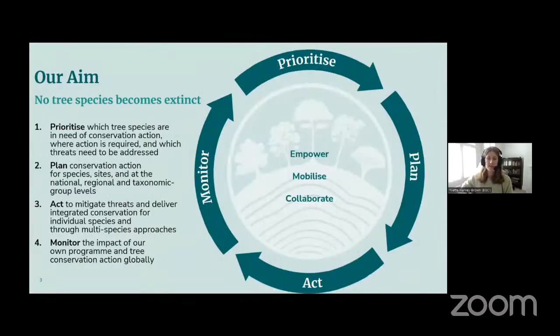So this is the framework that our tree conservation work happens under at BGCI, and our main aim is for no tree species to become extinct. These are the different stages and areas of work that this falls under. First of all, prioritization, then planning, and then acting and also monitoring. The first one is prioritize, and that's making sure that we know which tree species are in need of conservation action, where this action is required, and what the threats are that need to be addressed.